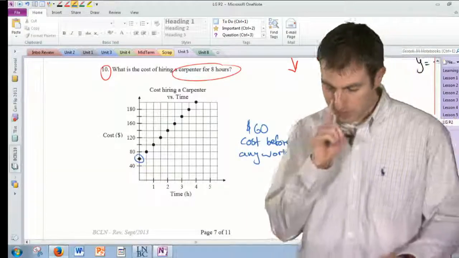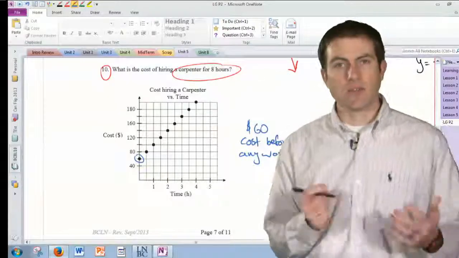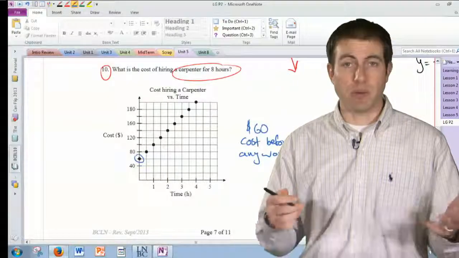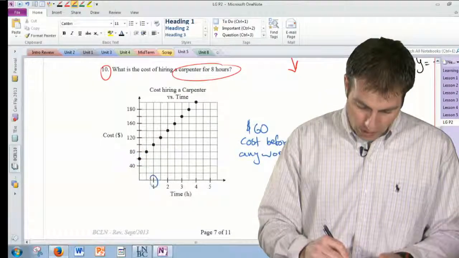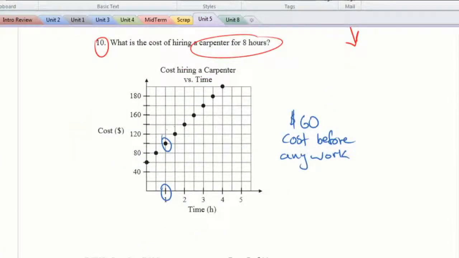So we're hiring a carpenter. All right, so that's the first thing. It's the amount of money to hire the carpenter before anything's done. Perfect. So let's look at this. After 1 hour, where are we? We're up here at, that's halfway between 80 and 120, so that's 100. And then at 2 hours, we're at 140.